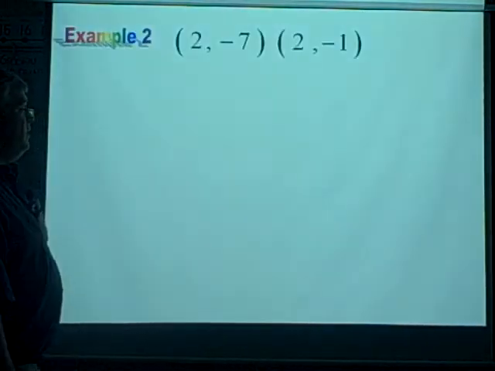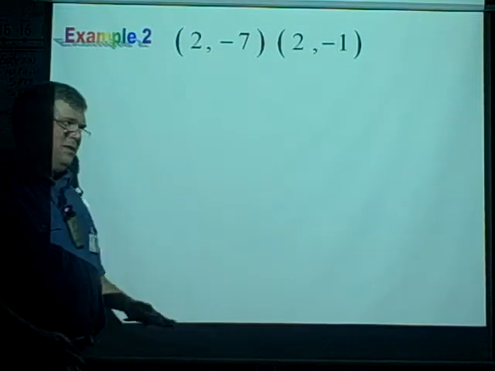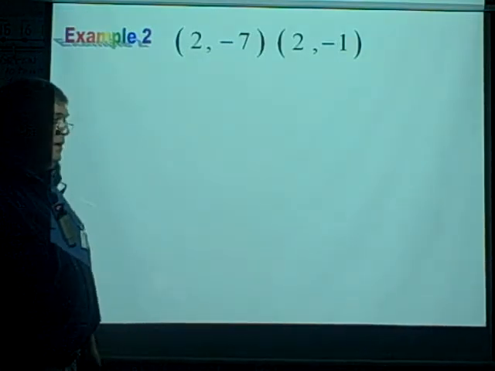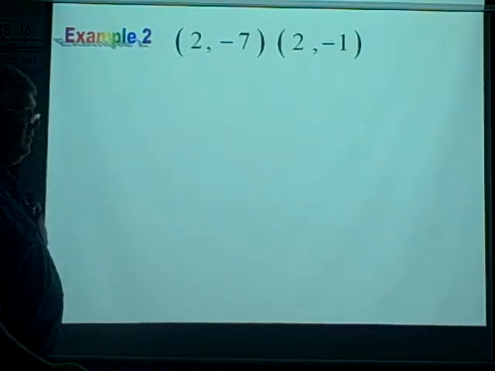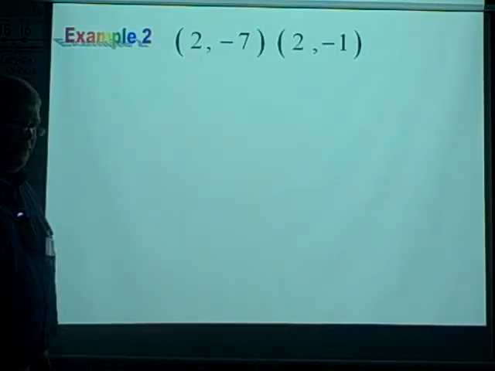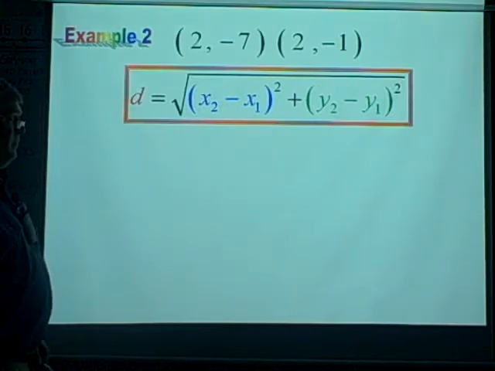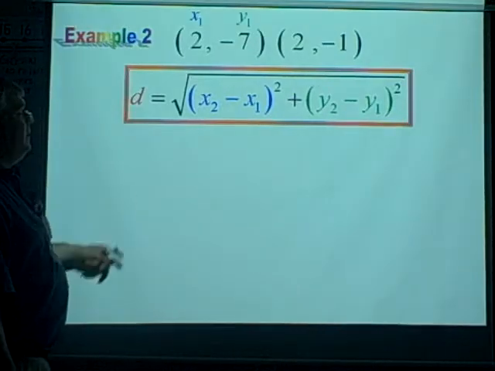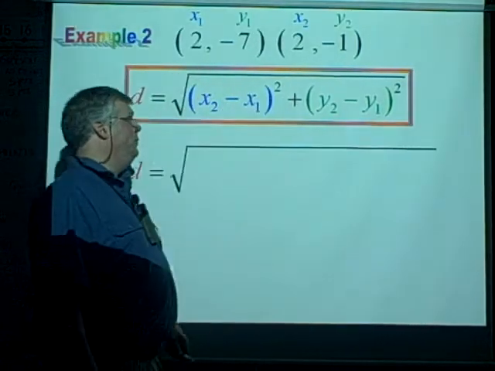Another example. Now this example is important, because we've got some negative coordinates in there, and that kind of throws some things off sometimes. At least some students find it difficult. The math is still the same. The formula is still the same. We still work with that same formula there. We still have x1, y1, x2, y2.